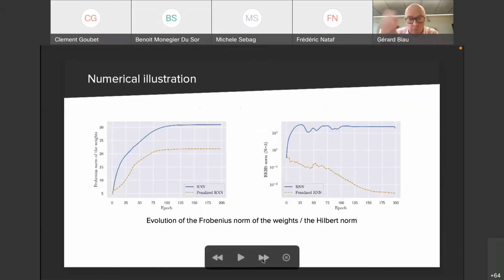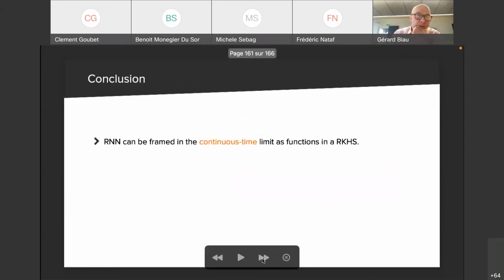And so now we can compare the norms, etc. But these norms have nothing to do with the Frobenius norm, so we don't know exactly the way it behaves. So, and that will be my conclusion. There is still a lot of work to be done.